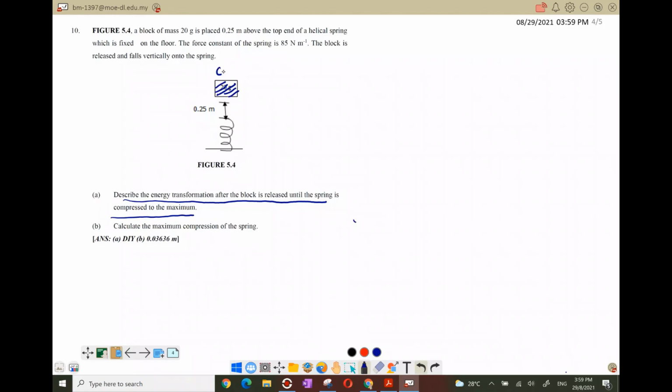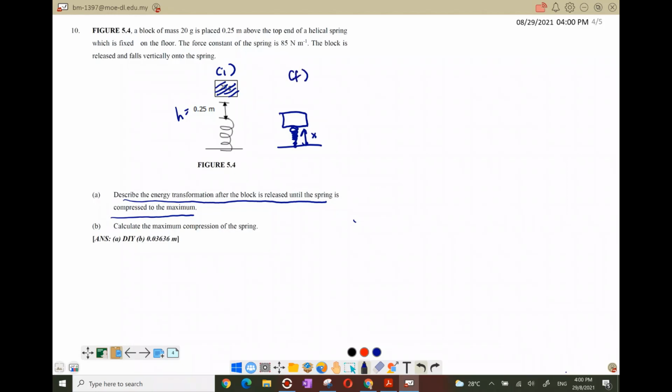Okay, ini adalah initial. So final, kalau kita lukiskan, ni yang telah berlaku. Di mana pada ketika ni dia masih lagi mempunyai nilai H, belum sampai ke bawah terus lah. Okay, let's say the H at initial point is equal to 0.25 meter and this one is X. Okay, so kita tengok initial dan final.